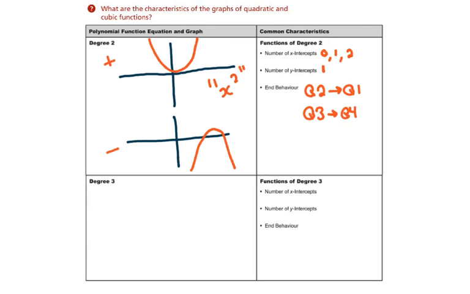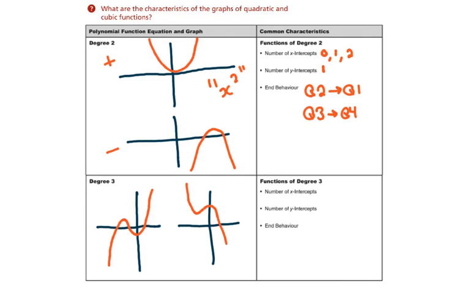Degree 3 polynomials. I'll draw these side by side just because that's how I have space. These are essentially lines with blips in the middle. We can move up, left, right. We can move down, left, right. To be a degree 3 polynomial, we have to have x cubed. Moving up, left, right is a positive leading coefficient. Moving down is negative.